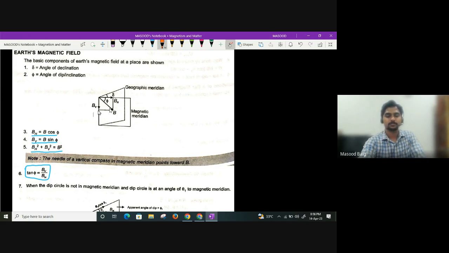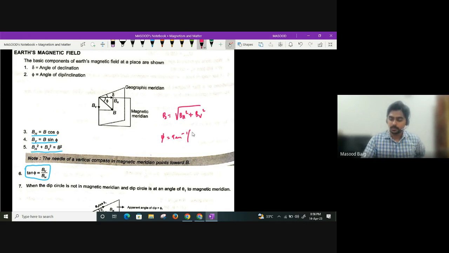Is that clear? Yes. So what is the resultant magnetic field that I'm going to get? Resultant magnetic field, if I want to write, it will be under root of horizontal component square plus vertical component square, right? And if I want to find the value of phi, what can we write, beta? You can write it as tan inverse of BV divided by BH. Is that clear?